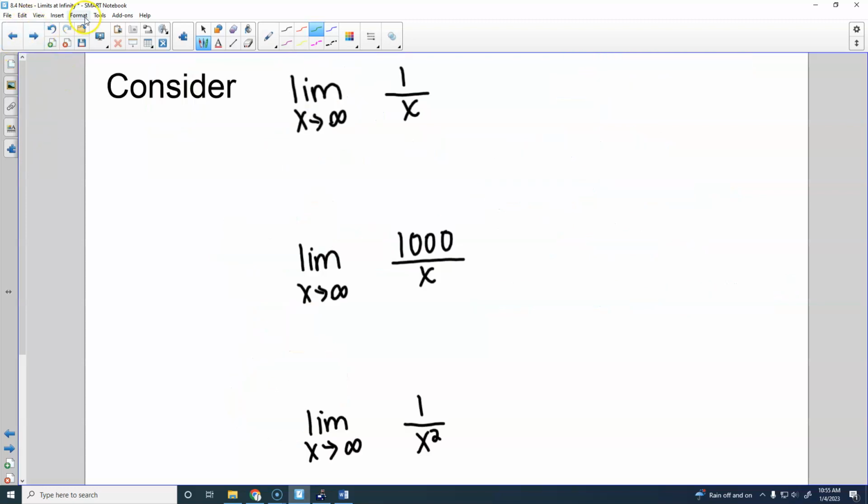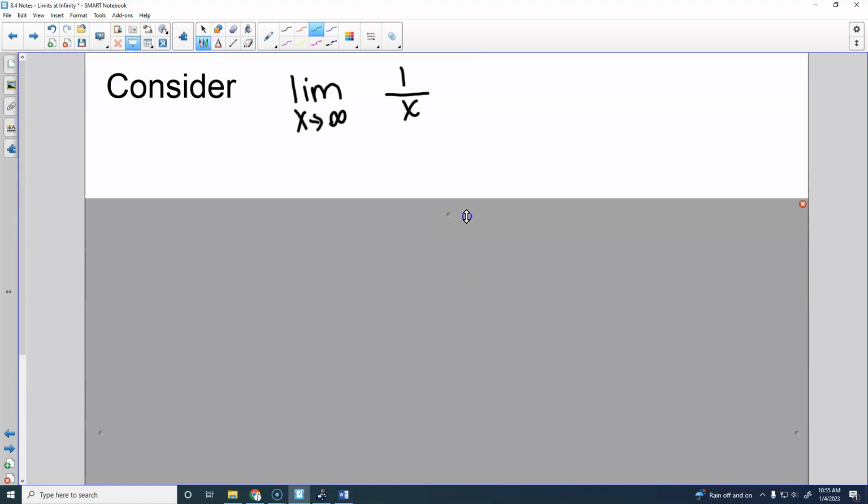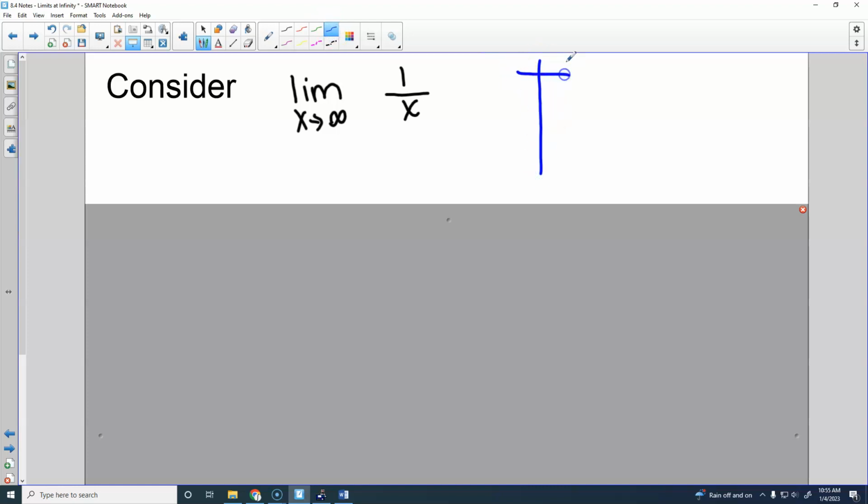All right. Let's consider the limit as x approaches infinity of 1 over x. Let's make us a table. This will be a little easier to make a table for. If I plug in 1, I get 1 over 1, which is 1. What about if I plug in 10? 1/10. What about if I plug in 100? 1 over 100.